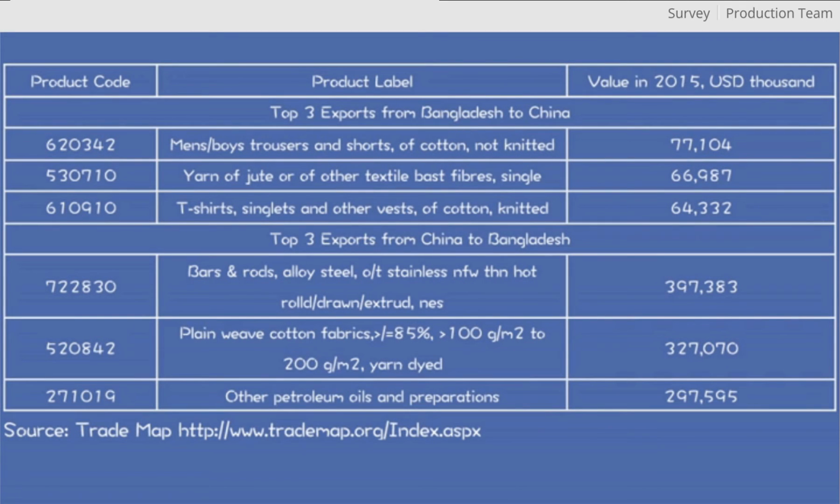The empirical data support such news headlines in our observations. The export tables tell us that in 2015, Bangladesh's top exports to China were concentrated in a labor-intensive industry, namely apparel. As expected, China's top exports to Bangladesh were in the capital-intensive industries, such as iron and steel.